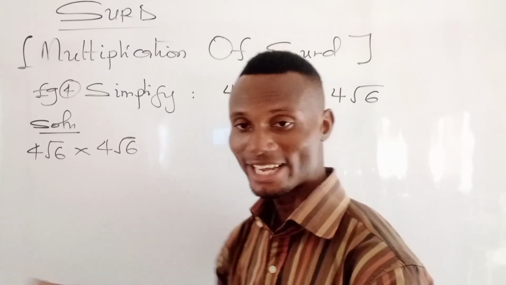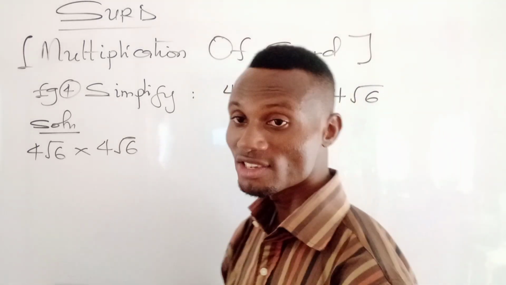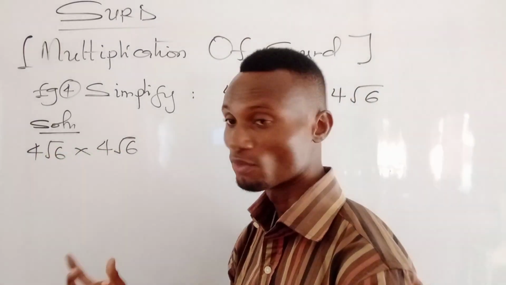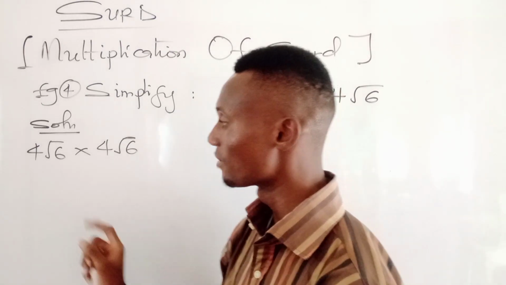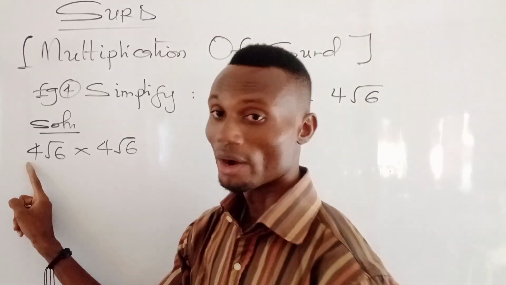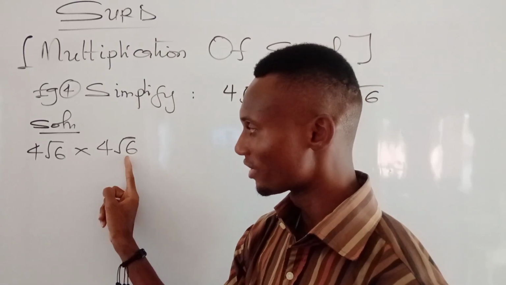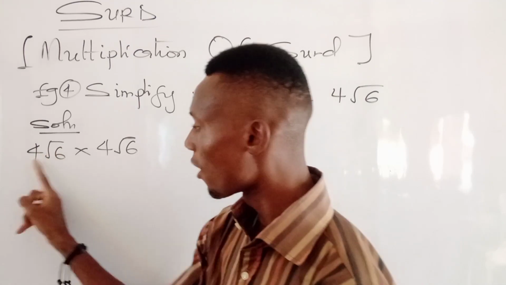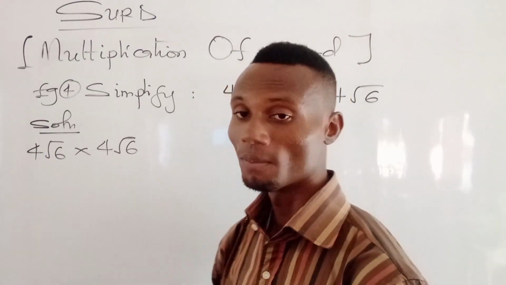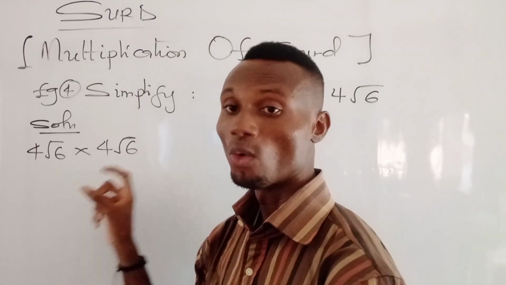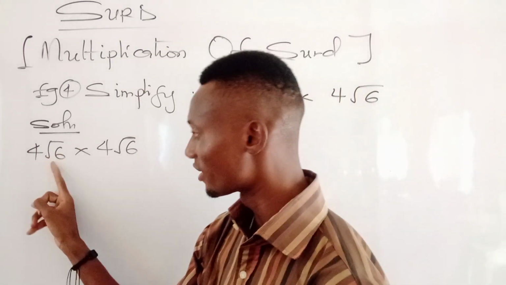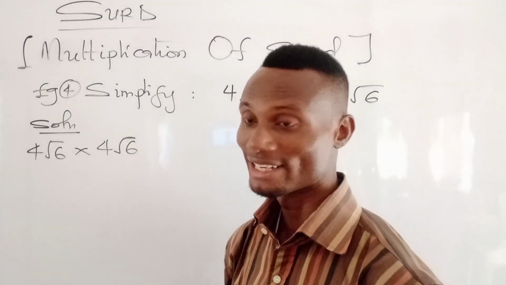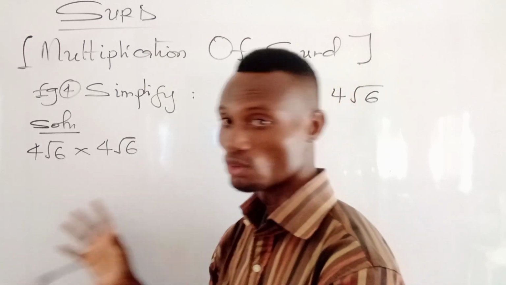So the coefficients are going to multiply, whilst the values with the square root sign are also going to multiply. Let me go over one more time. I'm saying that the coefficient of this root 6 is 4, times the coefficient of this root 6, which is also 4. So the coefficients are going to multiply, so it's going to be 4 times 4. Then also the values with the square root sign are also going to multiply. So this root 6 is going to multiply the root 6 that we have here. That's how to handle it. That's the first method that you can use to solve this.